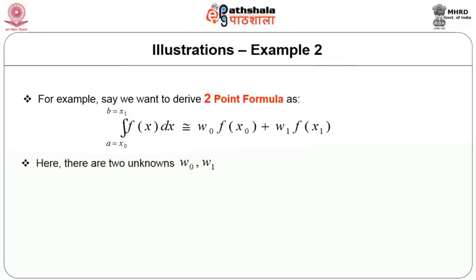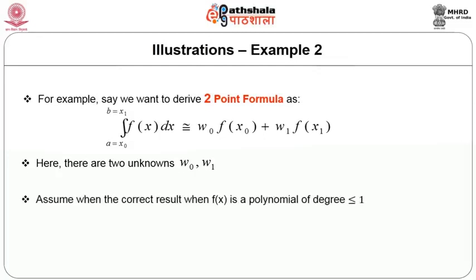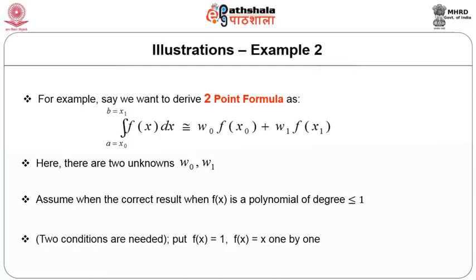So, x0 and x1 are known, x0 is a and x1 is b, and w0 and w1 are unknowns, and we will assume that this gives the correct result when f(x) is a polynomial of degree less than or equal to 1, meaning when f(x) is 1 and when f(x) is equal to x.